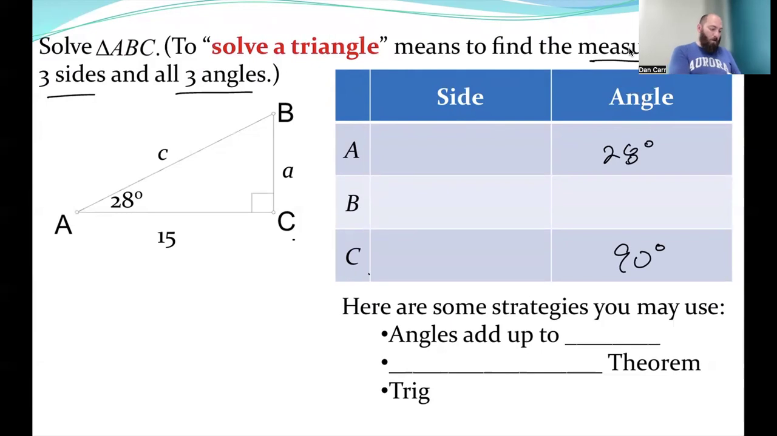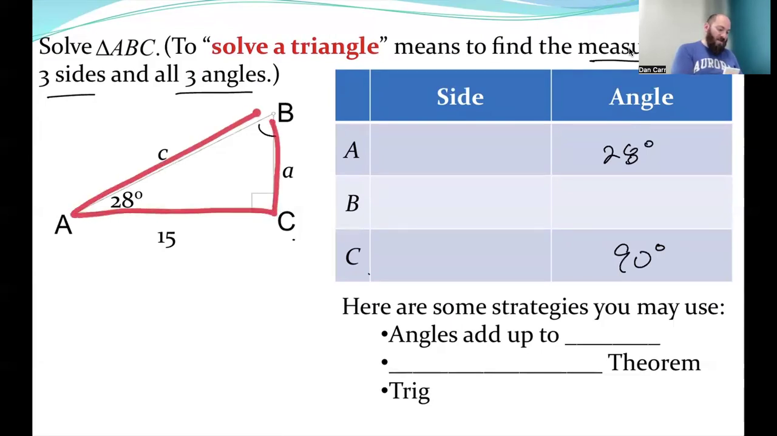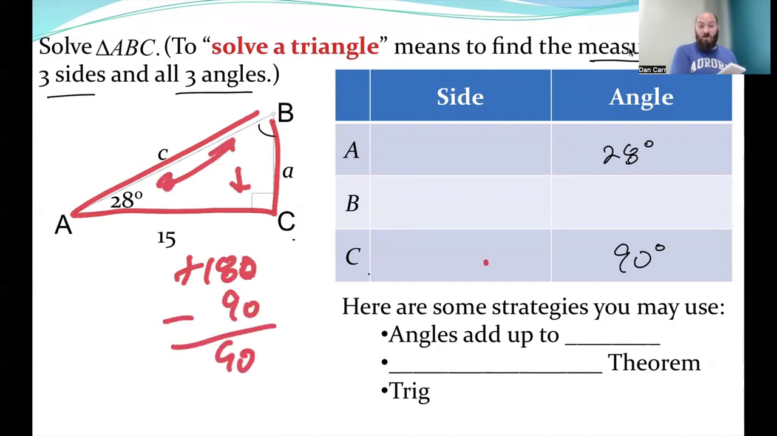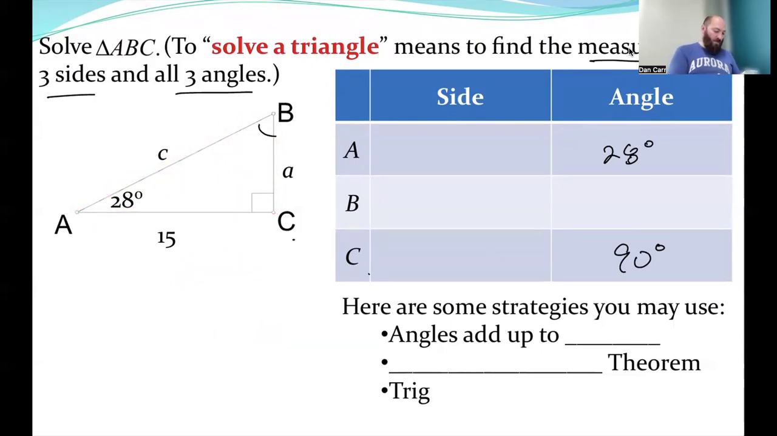If we want to find angle B now, we're going to just take the complement of 90. So we know that all the angles inside add up to 180. So if I take 180 minus the 90 from here, that's going to give me 90. So these two angles have to add up to 90. So I got 90 minus 28, and that gives me 62 degrees.